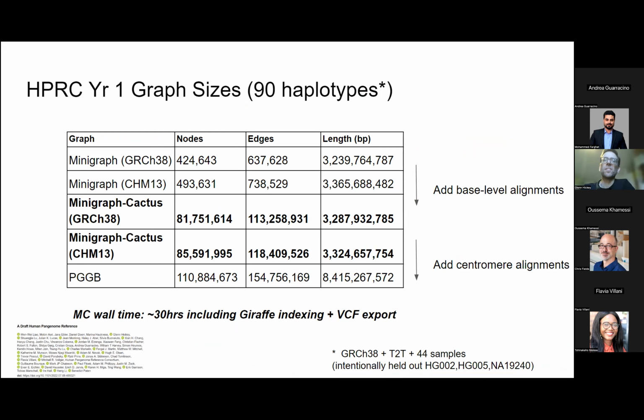Anyway, the takeaway here is that you have far more nodes and edges once you go from Minigraph to Minigraph-Cactus. You go from, let's say, 600,000 edges to 113 million, so thousands of times more. And the length of the graph, which is the total amount of sequence in the graph, doesn't change very much. You still have GRCh38 plus about 100 megabases of novel sequence. And all this right now takes about 30 hours to produce if you have a cluster. Excuse me. Next slide.